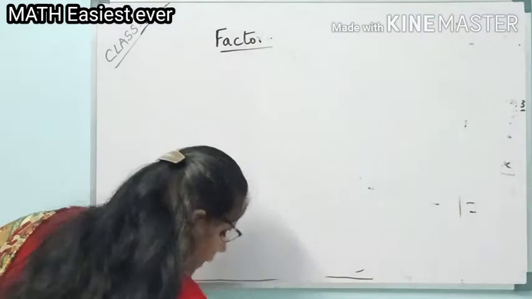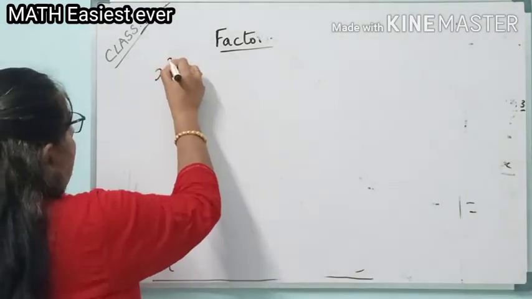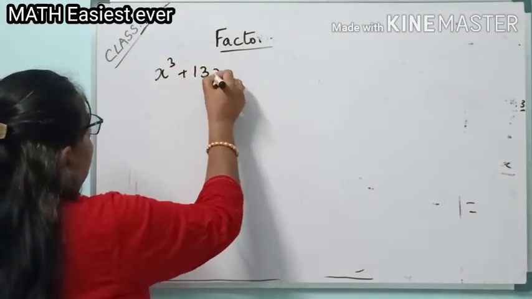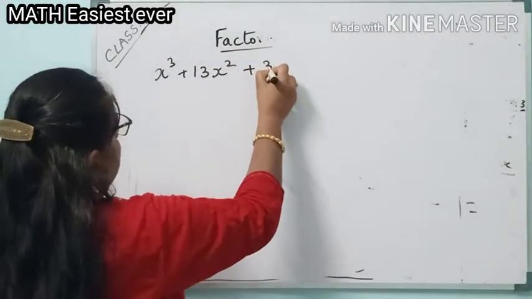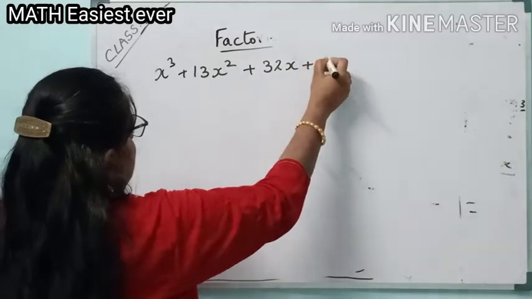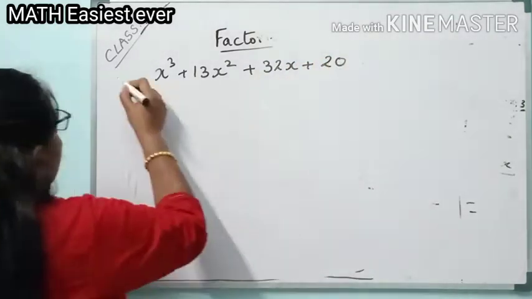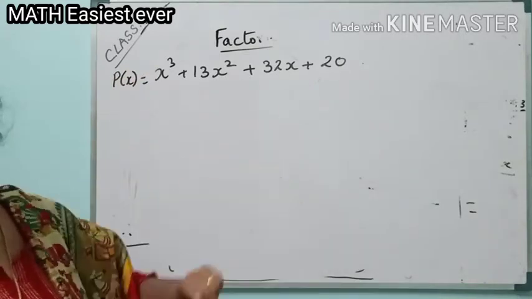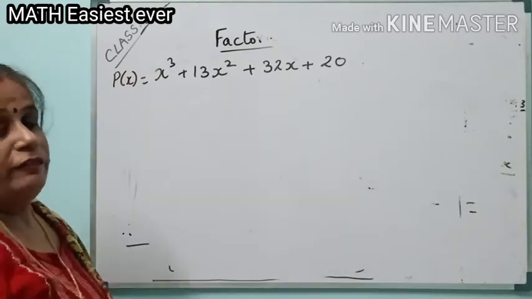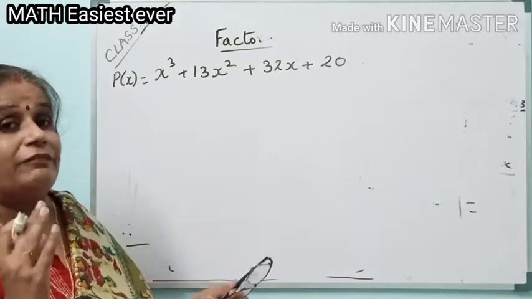x cube plus 13x square plus 32x plus 20. This is your P of x. Now this is your polynomial, a cubic polynomial. We are going to factorize this. We are going to find 3 factors for this.